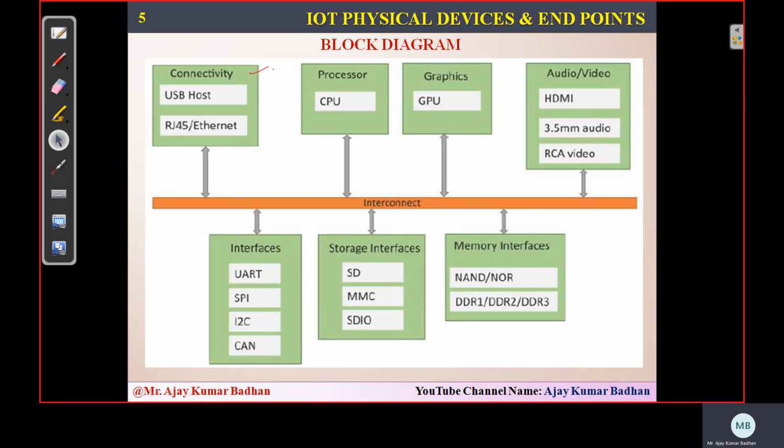The first thing we'll talk about is connectivity. What do we mean by connectivity? Sometimes we want other devices, meaning the sensors, to be connected to your Raspberry Pi. Since we are talking about Raspberry Pi, this is a general block diagram. The same is used for Arduino Uno, as well as other IoT devices.